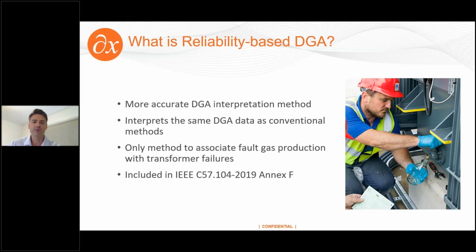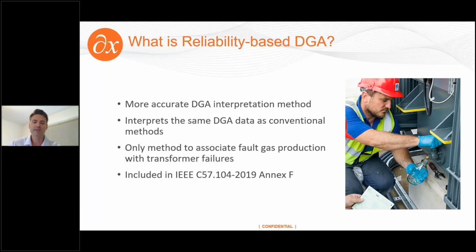It is a more accurate DGA interpretation method developed by Delta X Research, which is an evolutionary improvement addressing and fixing known problems with conventional DGA interpretation. Solving some of the problems such as how to cope with high noise level in DGA data, how to recognize and quantify ongoing fault gas production, how to deal with gas loss, and over what intervals to calculate increments and rates, and finally, how to quantify the severity of a problem.